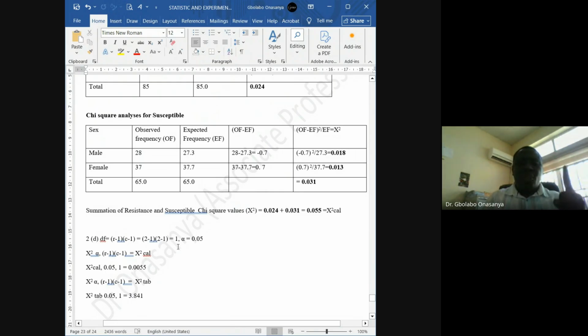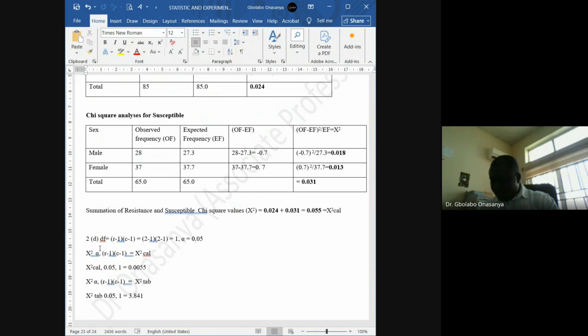Alpha means the level of significance. That is the p-value, that is alpha. So for X squared, when you say alpha, it means level of significance, 0.05, which is 5%. Now we get to X calculated. So X calculated at 0.05 level of significance at 1 degree of freedom is equal to 0.005.